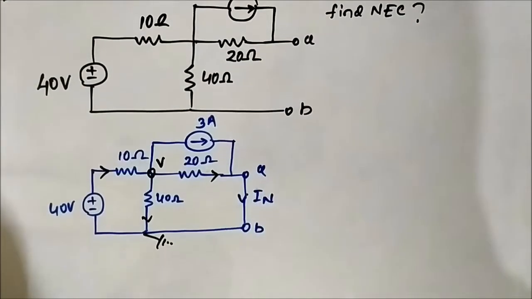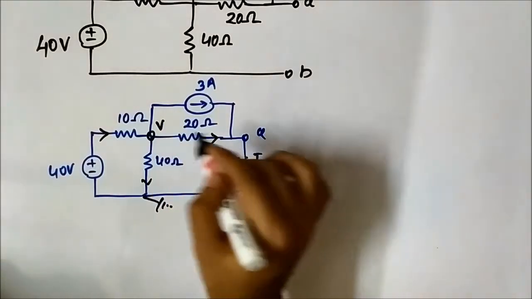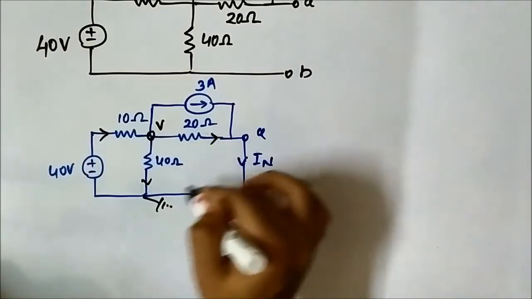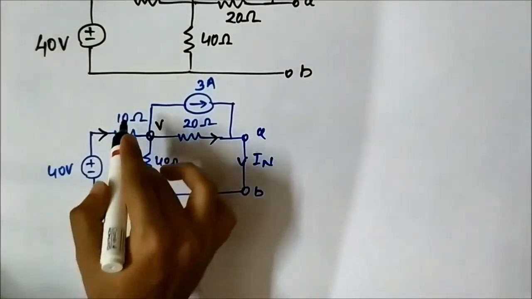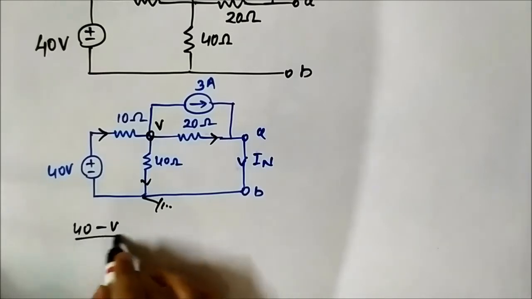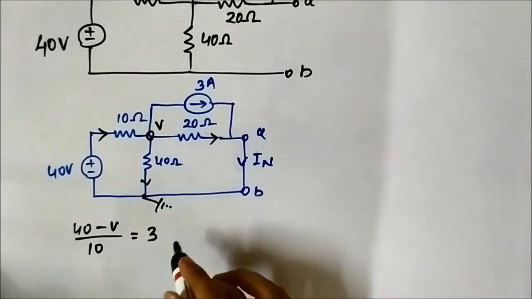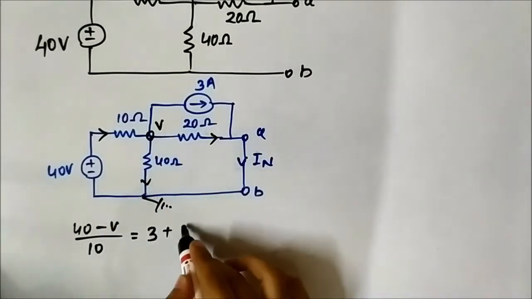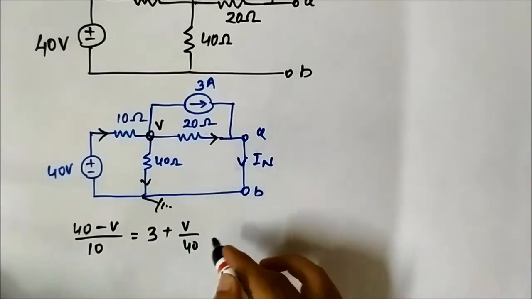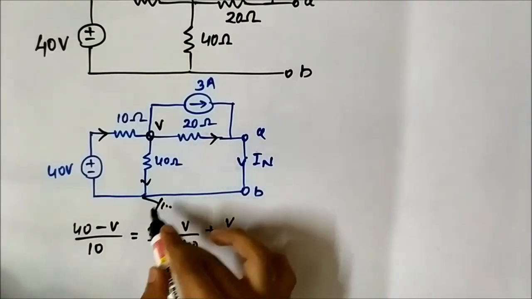So let us write the nodal equation here. All the currents are flowing away from node V except this current. Remaining currents are flowing away. So this will be on one side, 40 minus V by 10 is equal to 3 ampere plus V by 40, that is V minus ground potential by 40, that is V by 40, ground potential is 0, plus V by 20, V minus ground by 20.